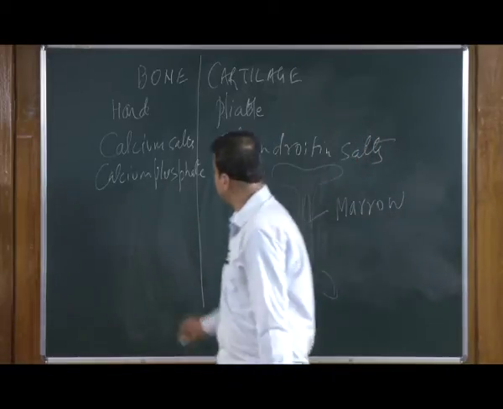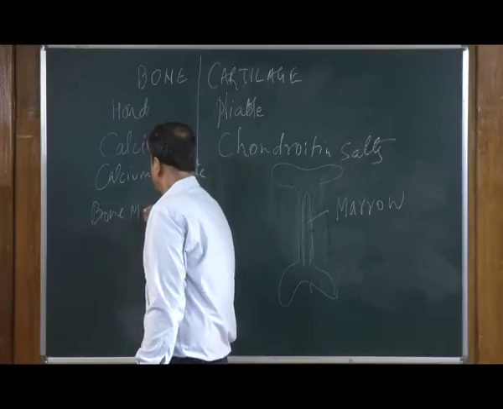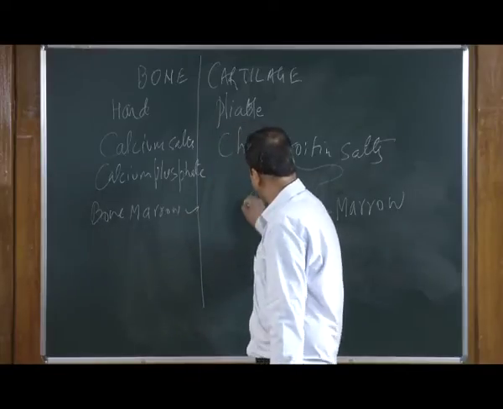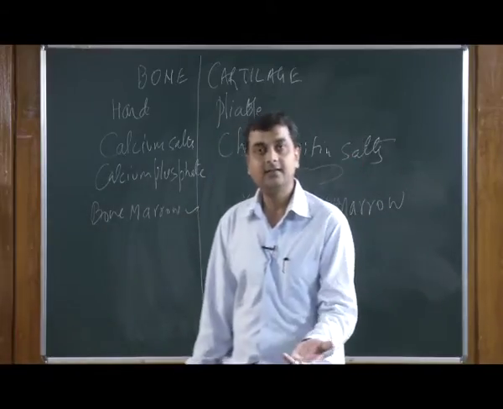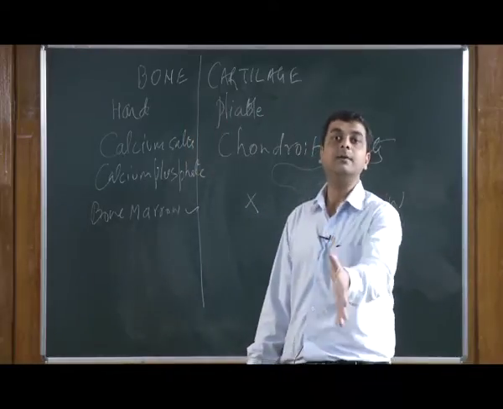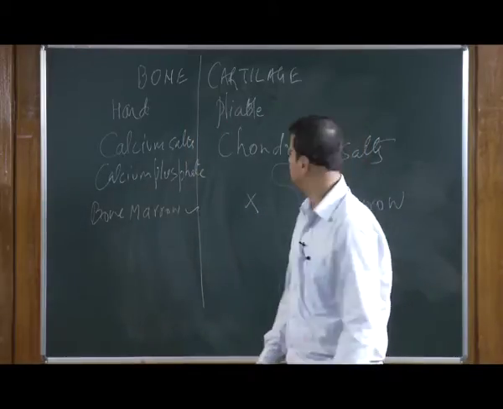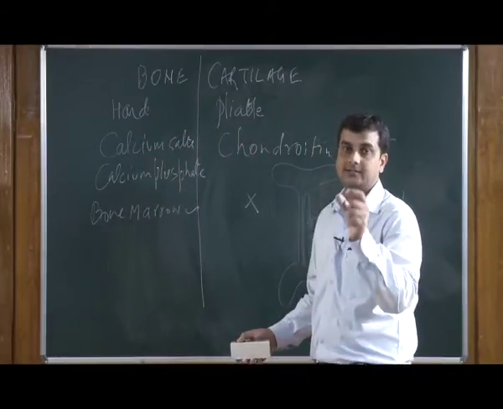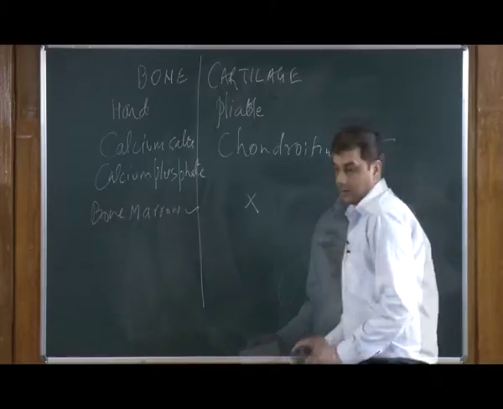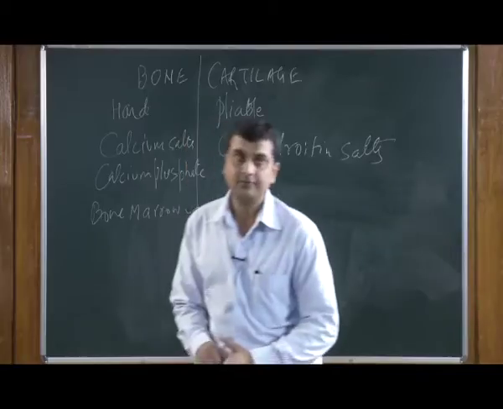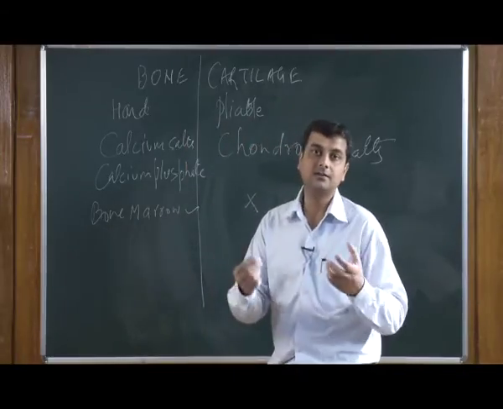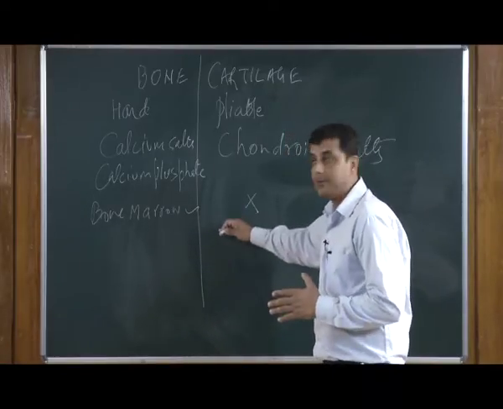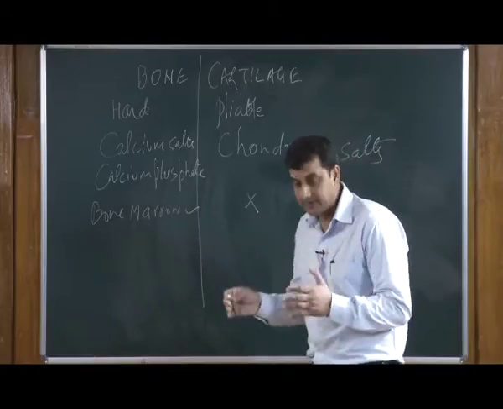So, this bone marrow is present in bone, while it is absent in cartilage. So, there is a simple explanation: will cartilage be able to form RBC? The answer is no, because it does not have bone marrow. So, bone marrow is an important structure present in bone and responsible for the formation of red blood cells. Both are connective tissue, as I said, very specialized connective tissue because they give connection to the muscles and all. The bone marrow is present in bone and absent in cartilage.